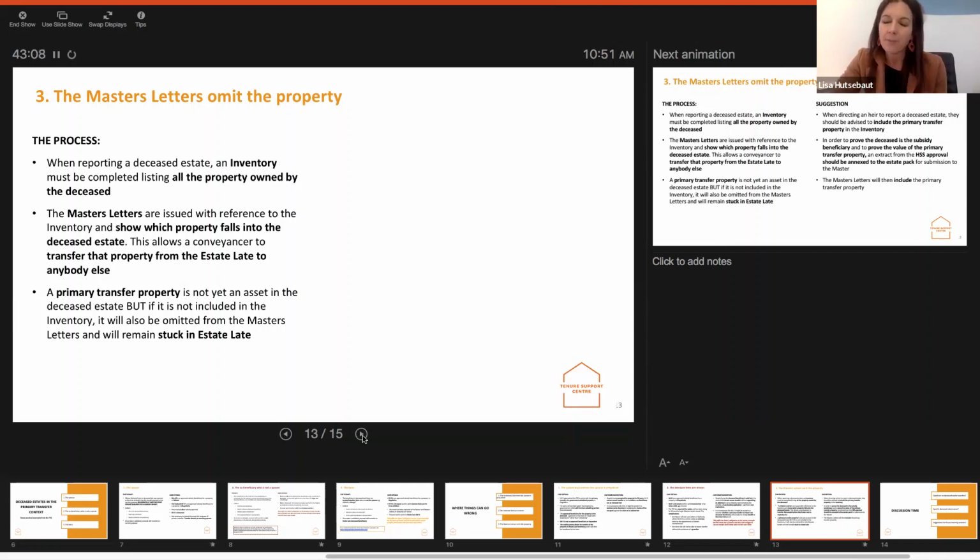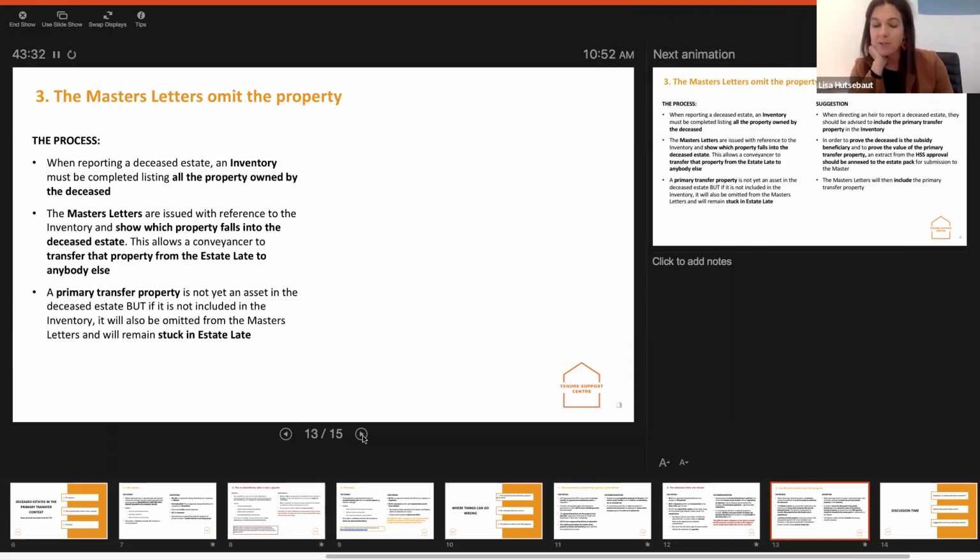Now, the problem with a primary transfer property is, of course, the primary transfer is not yet in the name of the deceased. This is where we're stuck, and this is what we're trying to actually secure: transfer into the name of the estate. But if you don't include that property in the inventory, it's going to be omitted from the master's letters, and then it's going to be stuck in the estate forever.